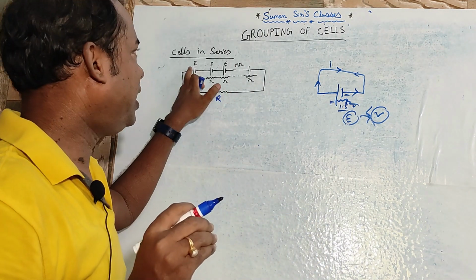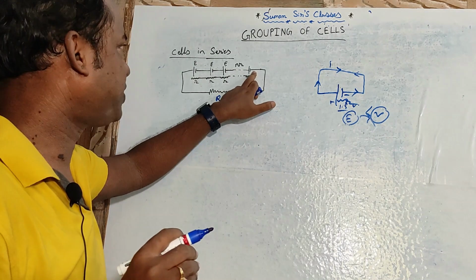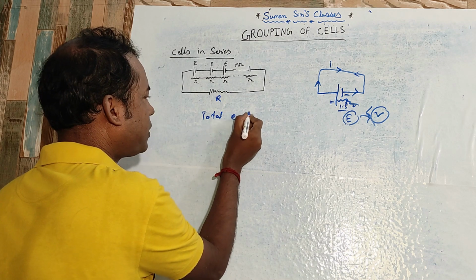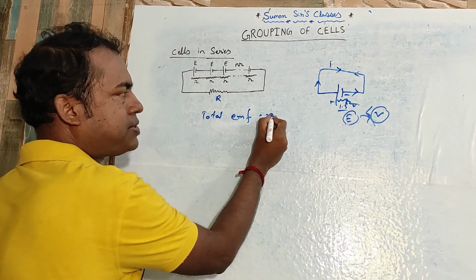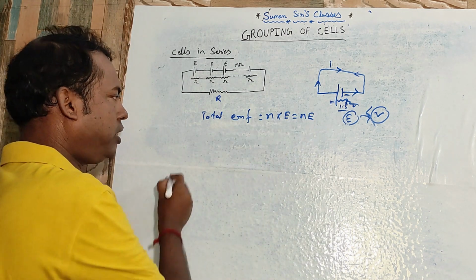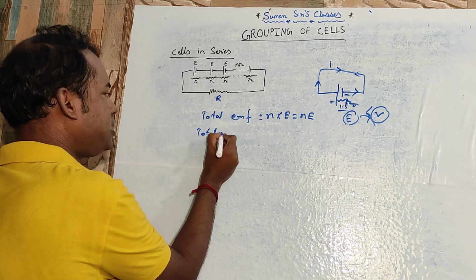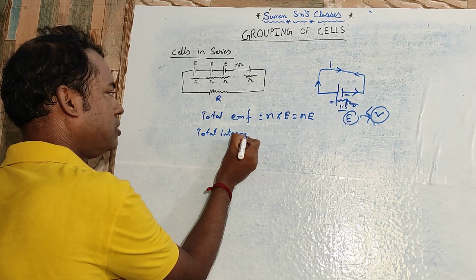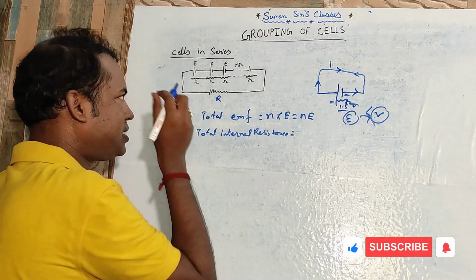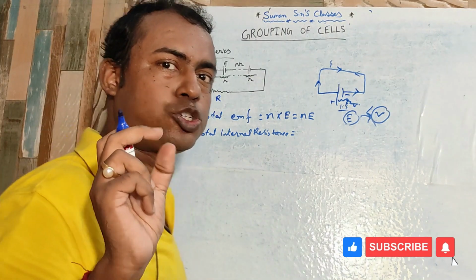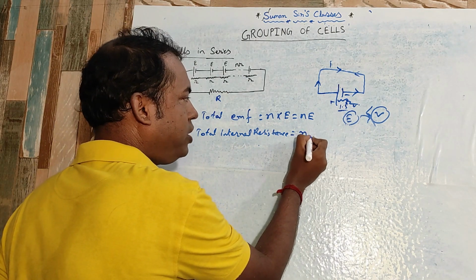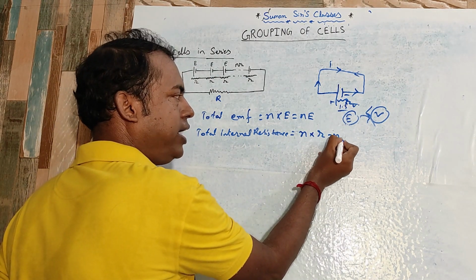Here the total number of cells connected is n. So total EMF: n cells are connected, each with EMF E, so total EMF equals nE. What is the total internal resistance? The internal resistance of each cell is small r. With n cells connected, total internal resistance equals n into r, that is nr.